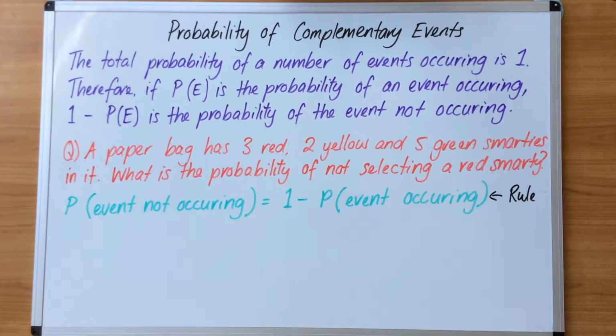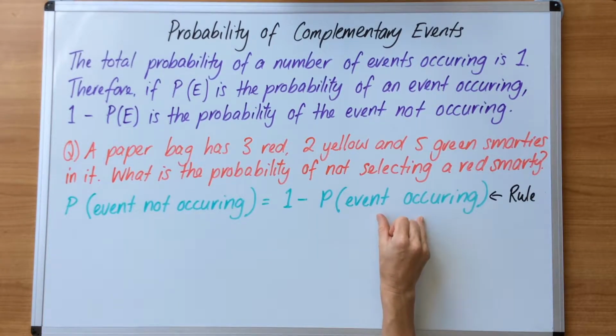Let's take a look at this question. It'll make more sense. A paper bag has 3 red, 2 yellow, and 5 green Smarties in it. What is the probability of not selecting a red Smartie? So the general rule is the probability of the event not occurring equals 1 minus the probability of the event occurring. So you need to find out the probability of the event occurring and subtract it from 1.